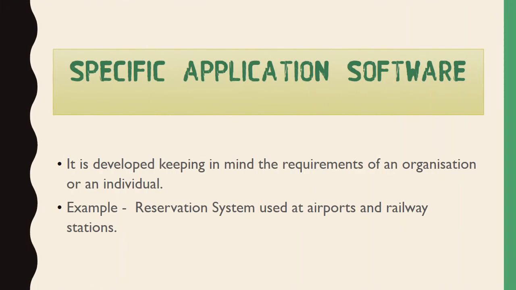Next one is specific application software. This software is developed keeping in mind the particular requirements of an organization or individual. Example, reservation system used at airports and railway stations. So what type of software is being required at the airports and railway station, keeping in mind according to their needs that particular application software is being designed.